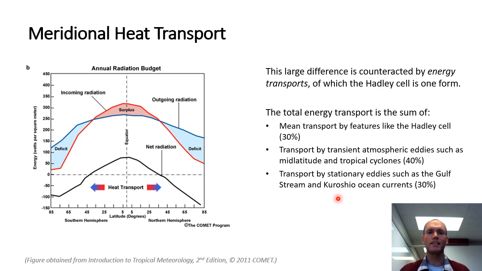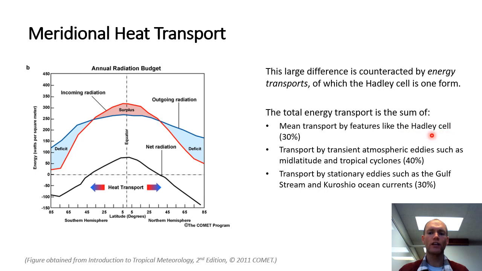They too act to take warm waters poleward and on their backside bring cold waters from higher latitudes down toward the equator in the eastern portions of the ocean basins. These account for about 30% of the total energy or heat transport in the meridional direction as well.